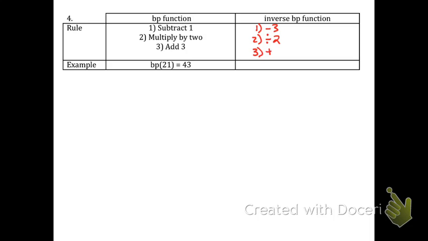which is plus 1. For my example for the inverse BP function, I'll use the same numbers, 43 and 21, so inverse BP. So I'll put 43 into the function, and I'll subtract 3 from that to get 40. I'll divide by 2 to get 20. I'll add 1 to get 21. And then they're the same two numbers for the BP function, but in the opposite order.